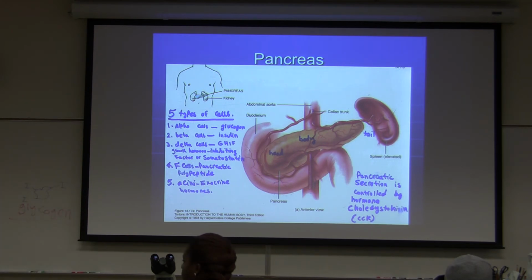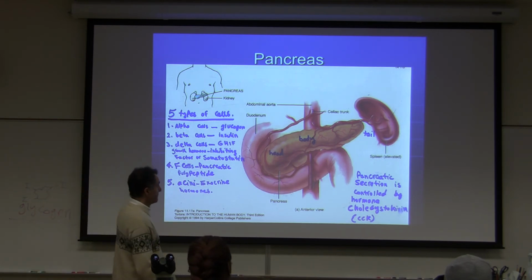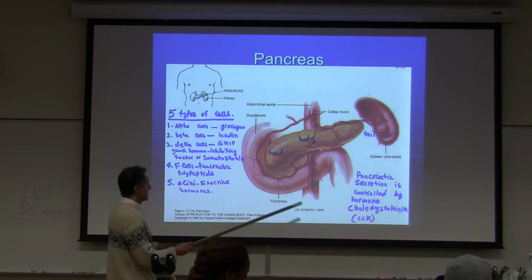Glycogen is when glucose molecules are attached to each other, a long strand of glucose molecules attached to each other. Glycogen is branched or straight, found in animals. In plants it's called starch.